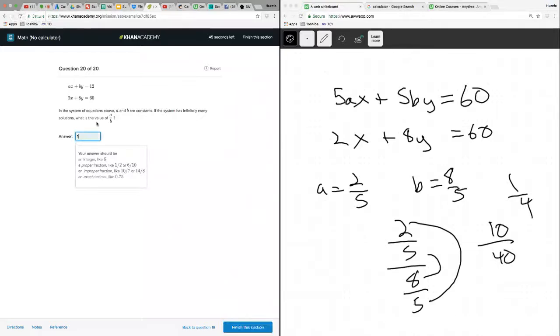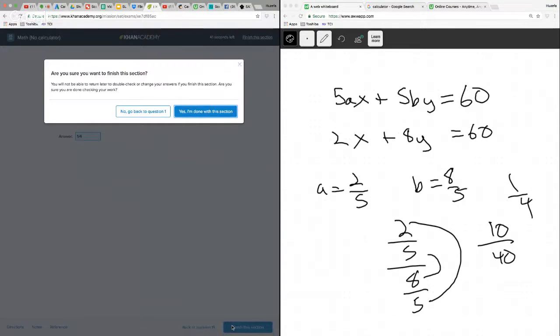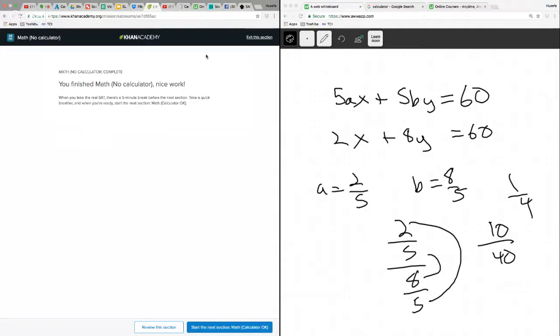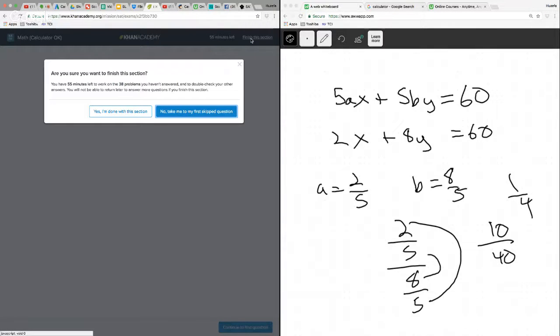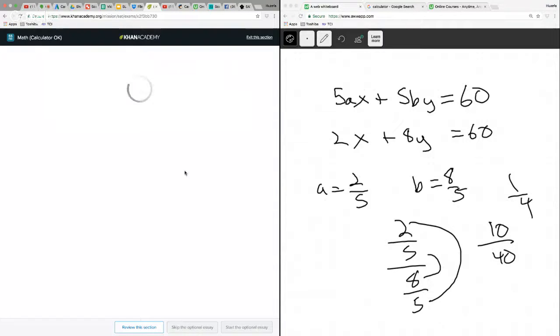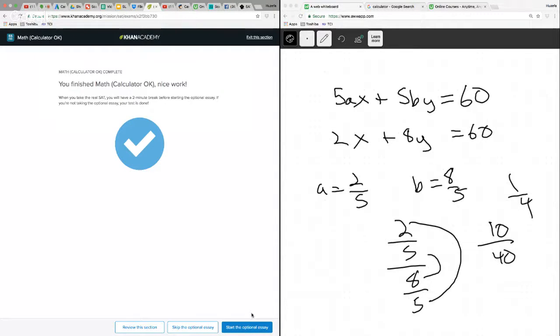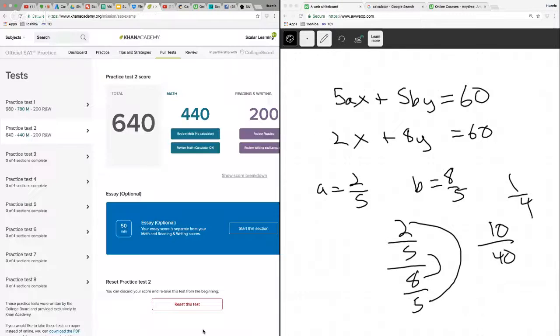Okay, let's see how we do here. I'm going to enter this. 43 seconds left. Okay, I finished. So now I'm going to say, yes, I'm done with this section. I'm going to skip this next section. I'm going to just say start it, and then I'm going to finish, and I'm going to fail it. I'll do this one tomorrow or tonight. Yes, I'm done with this section, and then we can see the score. Okay, skip the optional essay.